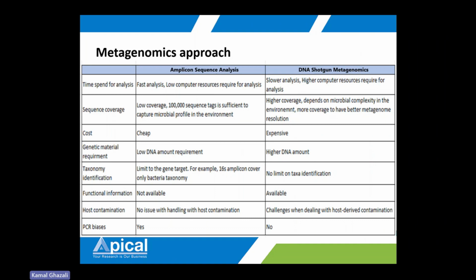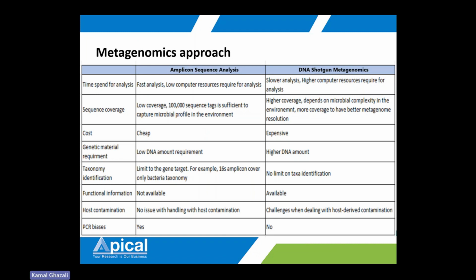So what's the difference between the amplicon sequence analysis and the DNA shotgun metagenomic? The first thing I can say is the cost. The cost for the amplicon sequence analysis is very cheap because you don't need a very high amount of sequence data for this analysis. You just need around 100,000 sequence reads, sufficient to capture the microbial profile in the environment.